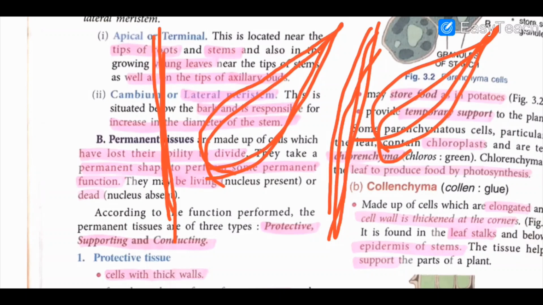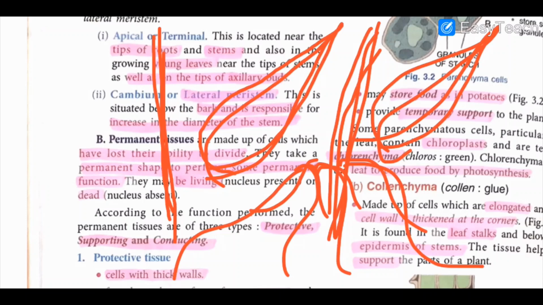And also in the growing young leaves near the tip of the stems, of course it is present in the growing young leaves as I just said. And also one more thing, it is present in the tip of the roots, because the roots first may look like this, but after some time they will grow massively and keep going under the soil and they'll basically capture the whole soil after some time. So of course it is present in the tip of the roots as well. So apical or the terminal meristematic tissue is basically only meant for growth in terms of length.